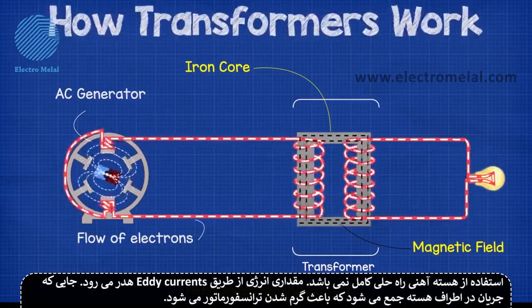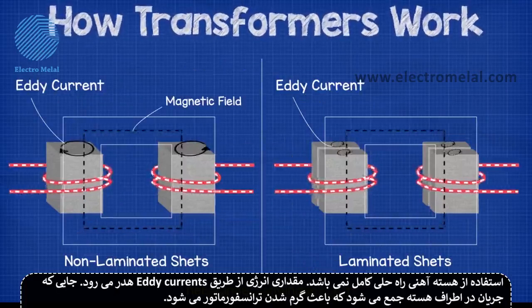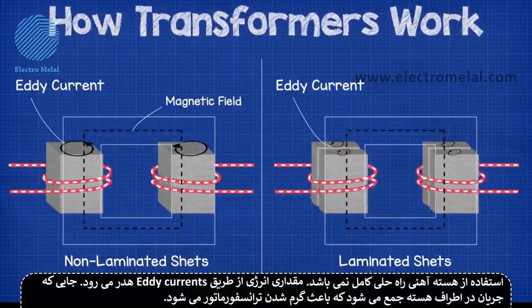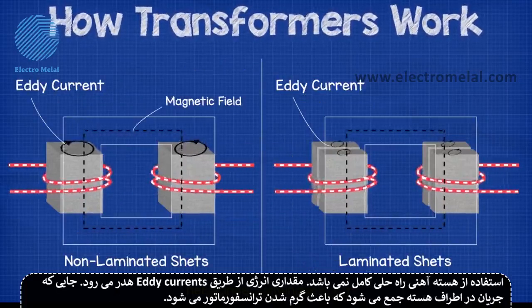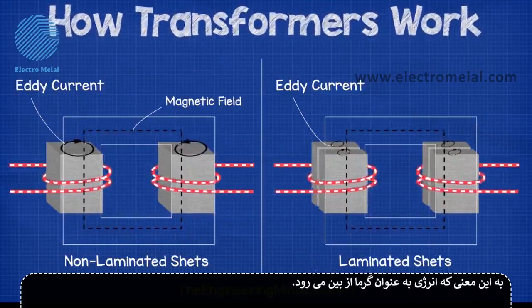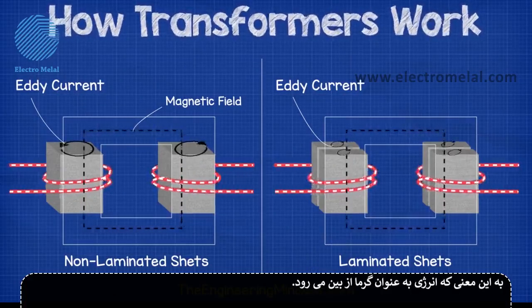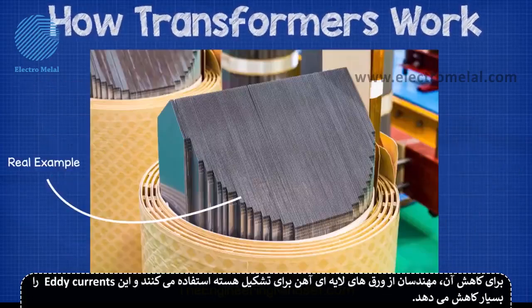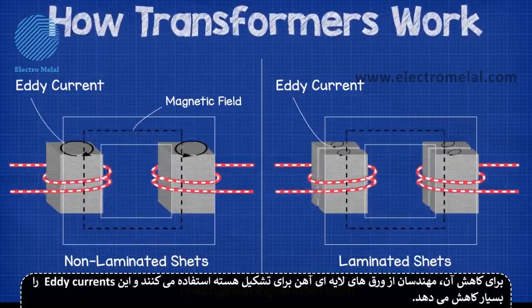Now the use of an iron core is not a perfect solution. Some energy will be lost through something known as eddy currents, where the current swirls around the core and this heats up the transformer. And this means that the energy is lost as heat. To reduce this, engineers use laminated sheets of iron to form the core, and this greatly reduces the eddy currents.